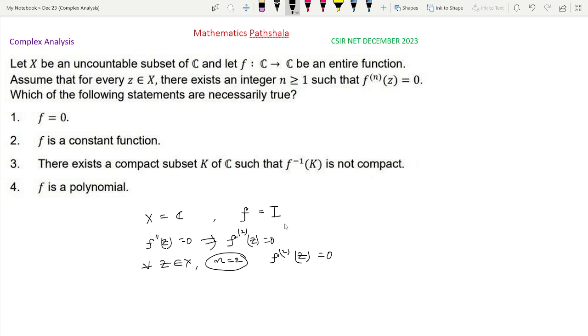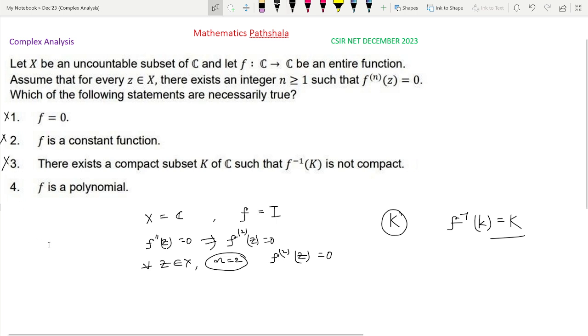Now for option 1, f is not identically 0, f is the identity map. So option 1 is not true in general. For option 2, clearly the identity map is not a constant map. So option 2 is not true in general. For option 3, if we take any compact set K, then as f is the identity map, f inverse of K will also equal K, which is compact. So for every compact set K, f inverse of K is compact. So option 3 is not true in general.